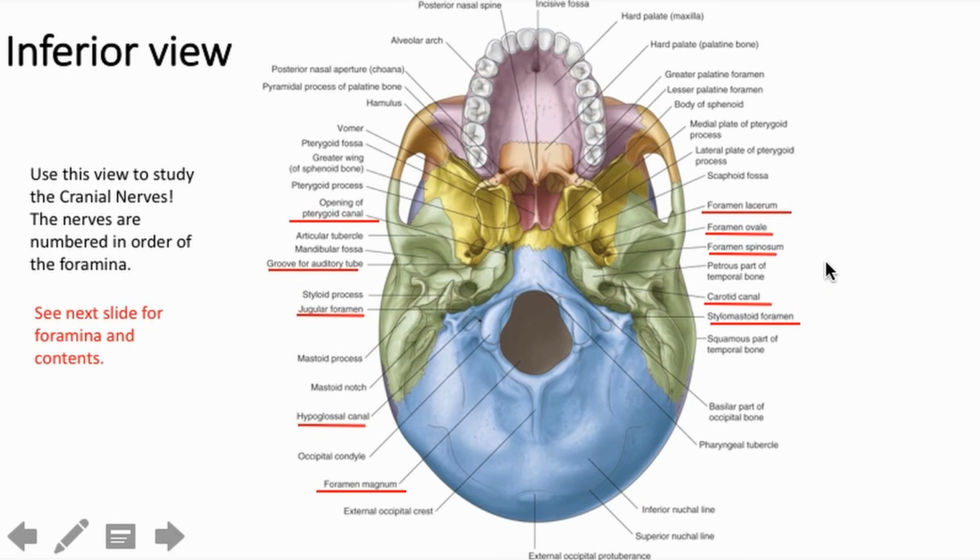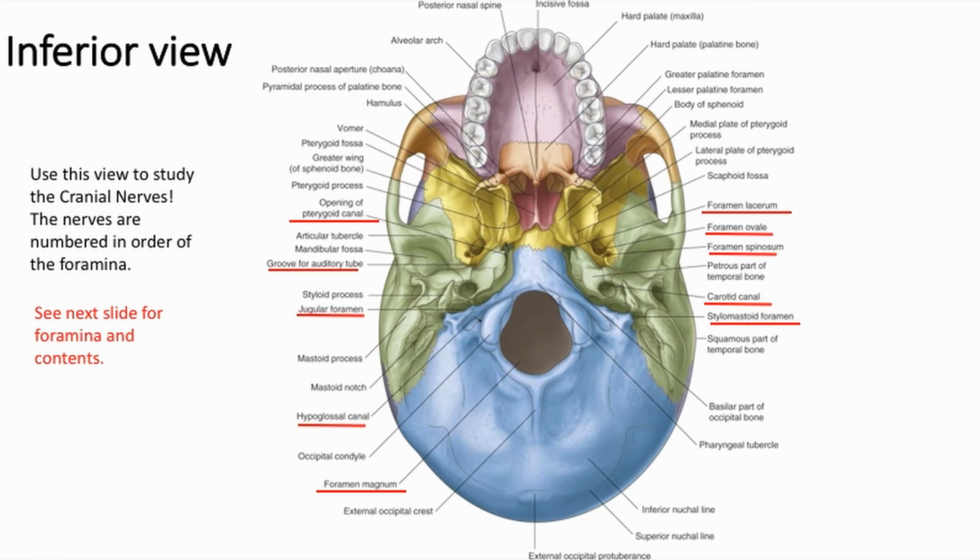Alright, so I think for me, the inferior view of the skull is kind of the most complicated, because it's the part that we don't see all the time with our eyes when we look at somebody's face. And there's a lot of different foramen, a lot of different little openings and structures that we need to be familiar with. We really just have to sit down and memorize this slide, or this figure in your book, because there's just so much going on.